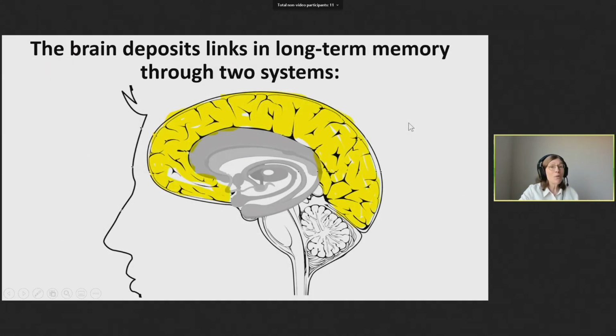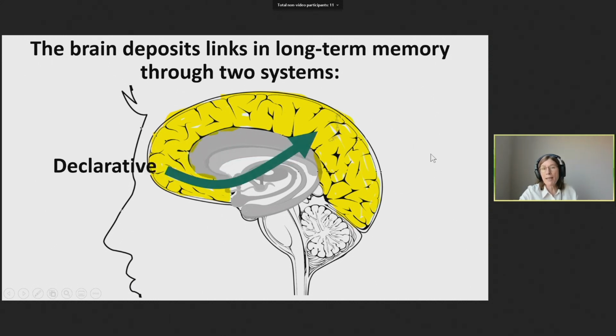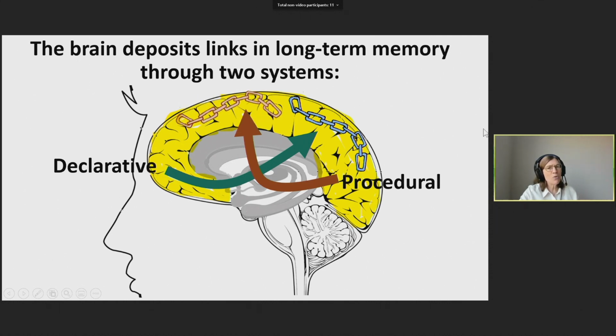Your brain deposits sets of links in long-term memory in two different systems. If you don't understand what I'm talking about, don't worry, because we will soon cover all of this. The first system is declarative. The second system is procedural. Well, what am I really talking about here? Let's start at the beginning.